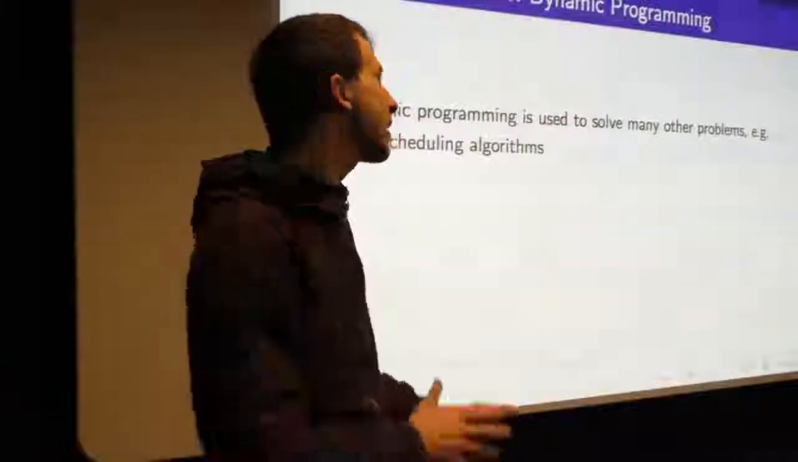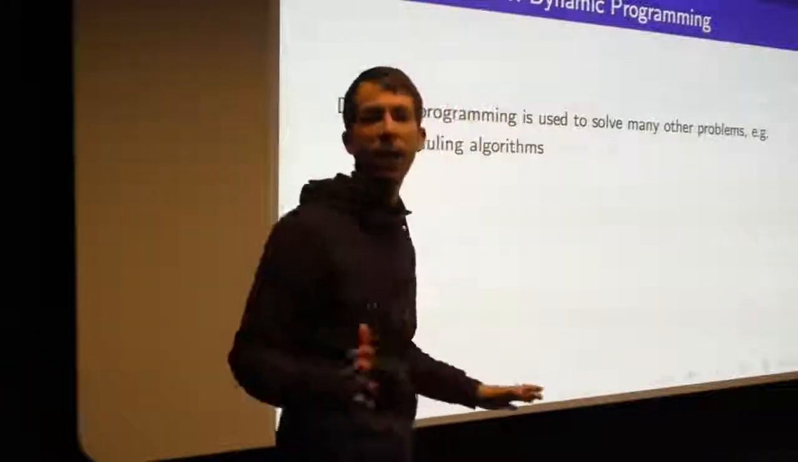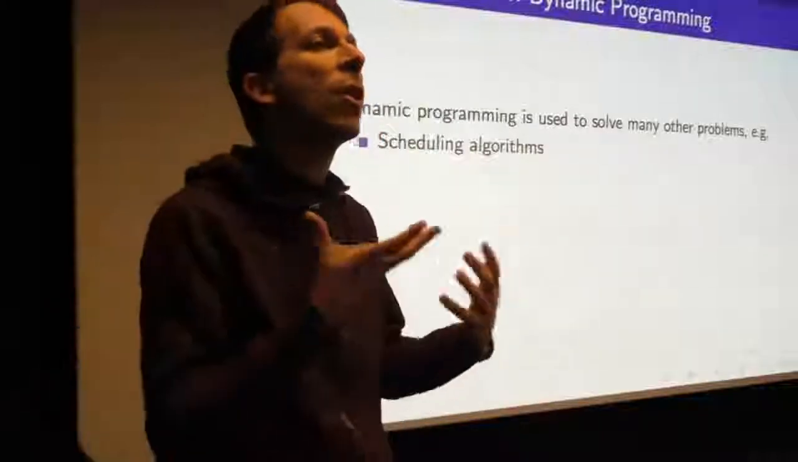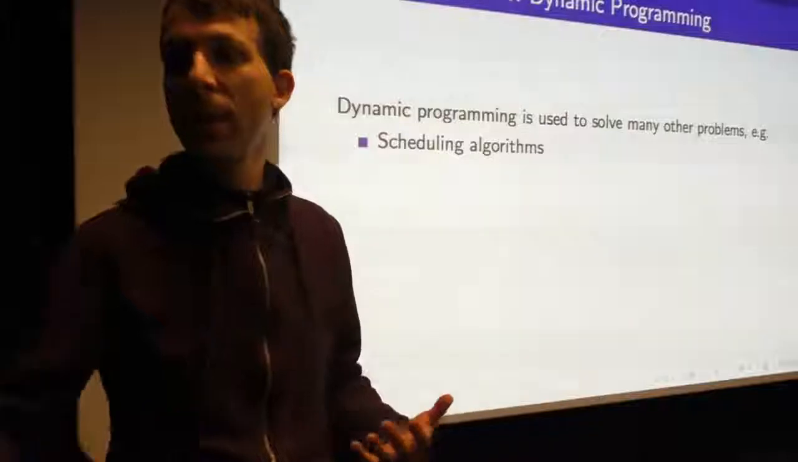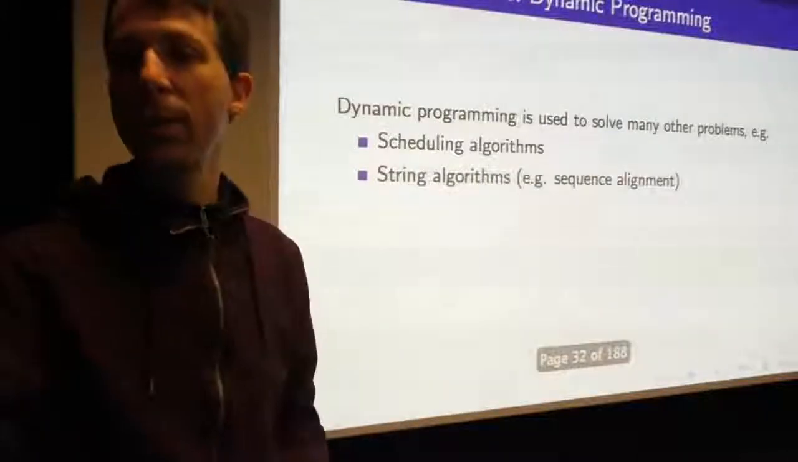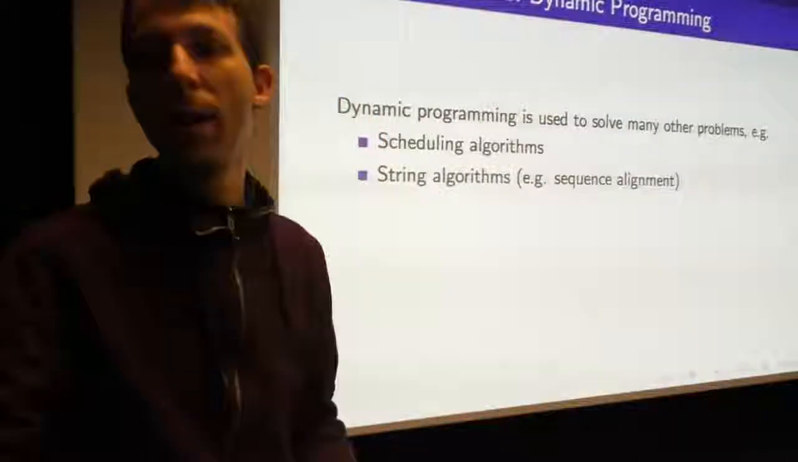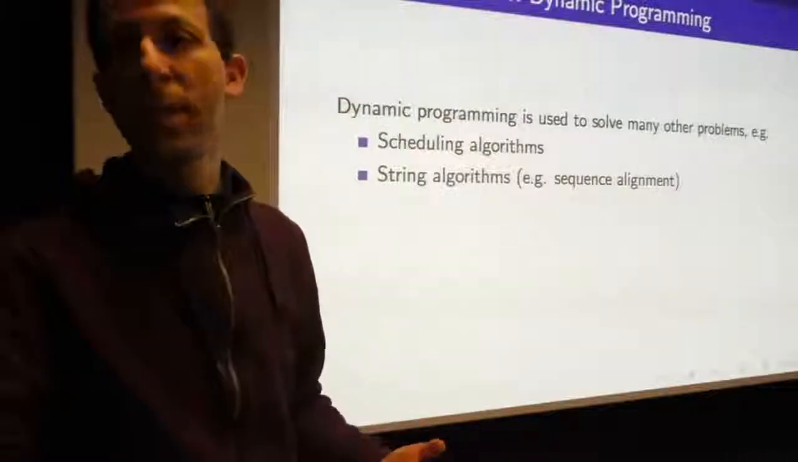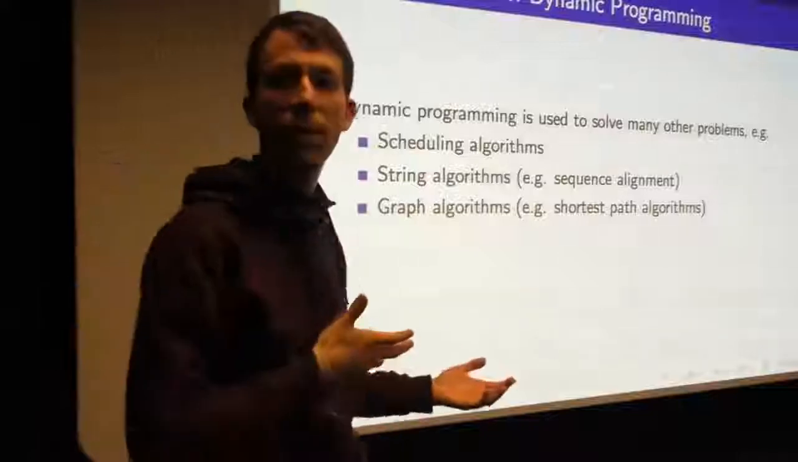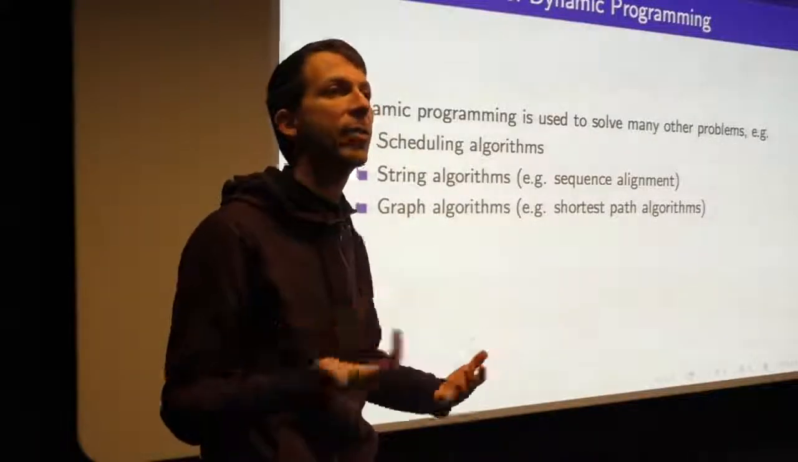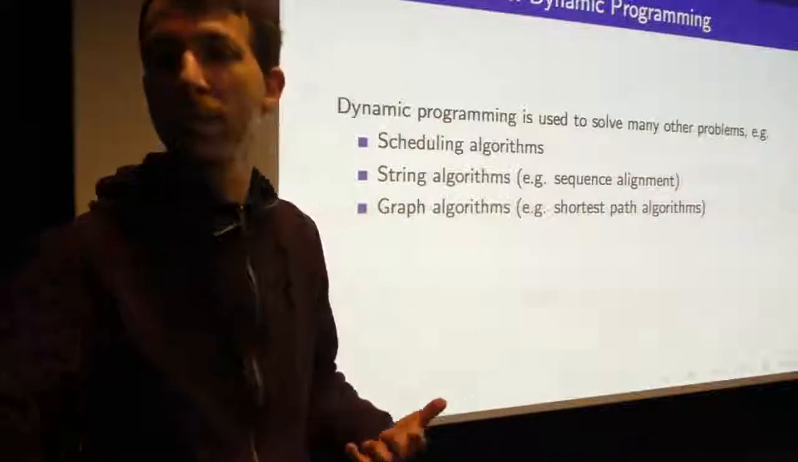Okay, so dynamic programming is very widely used. There's lots of places it gets used. So I just want to not leave you with this sense that dynamic programming is only used for planning and MDPs. It's used in scheduling algorithms. It's used in string algorithms for sequence alignment problems, very popular in bioinformatics. It's used for graph algorithms. If you think of shortest path algorithms, these are essentially dynamic programming algorithms.